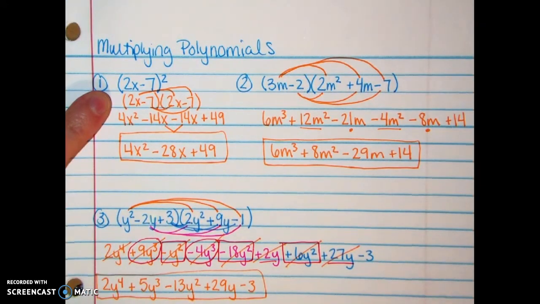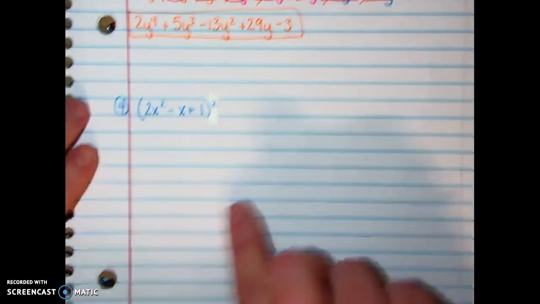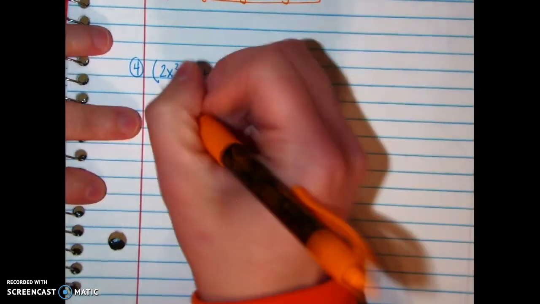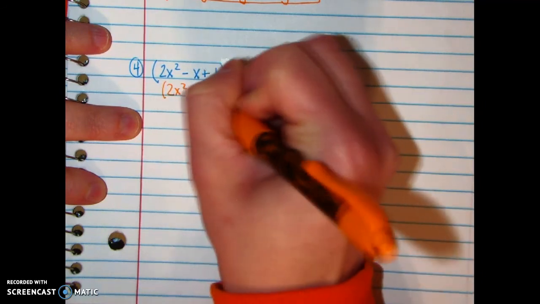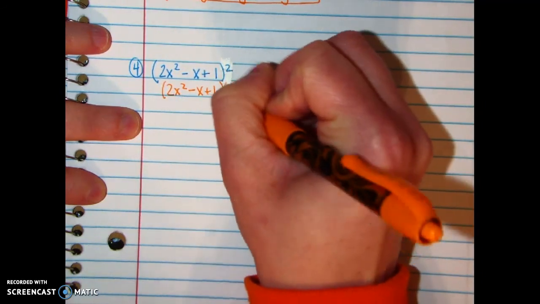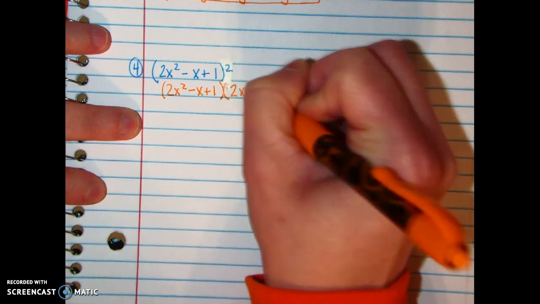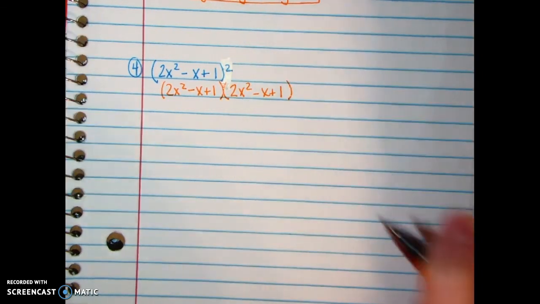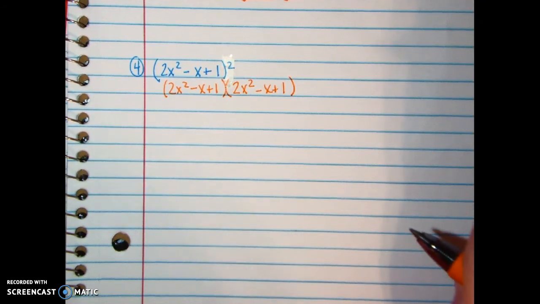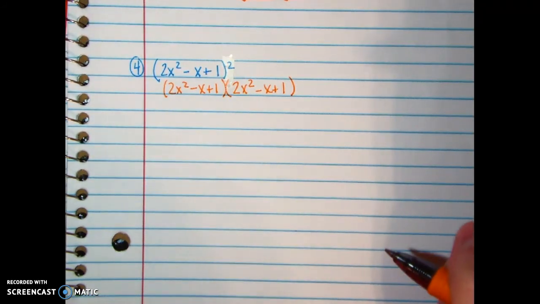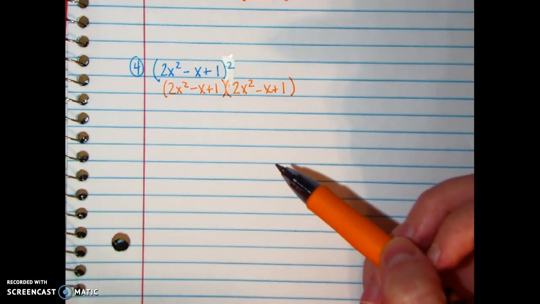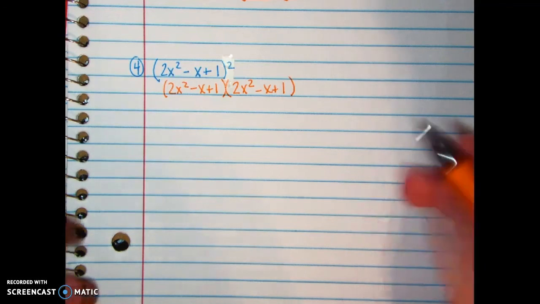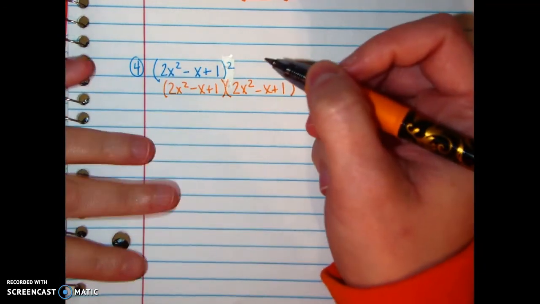And this is kind of like number 1, how it's written as it's squared, but it's 3 terms. So for this one, it would be 2x squared minus x plus 1 times itself. So 2x squared minus x plus 1. Okay, and you don't have to use different colors if you don't want to. There are some colored pencils and markers up on that front table if you need them. This one I'll just use orange.